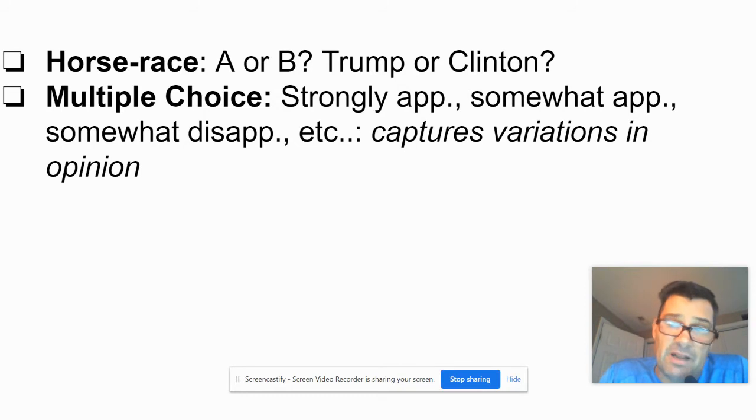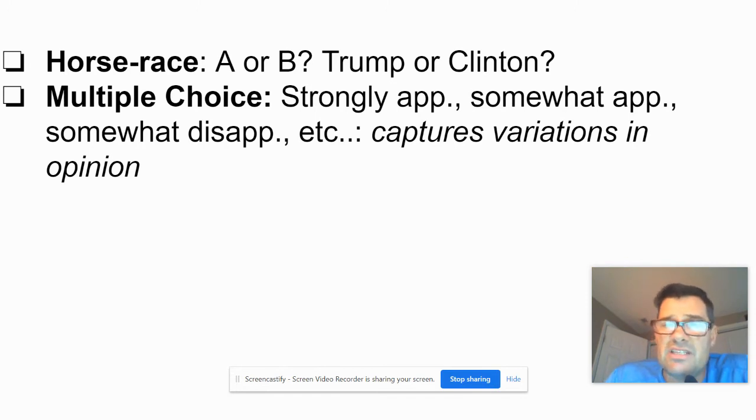A poll that's maybe a little bit more useful is what we call a multiple choice poll, where there's probably like four answers, and they usually look something like this. They strongly approve. APP for me is just approve. So when you're writing that, you can write out the word approve if you want. Strongly approve, somewhat approve, somewhat disapprove, or strongly disapprove, etc. Okay, I didn't put strongly disapprove on there, but you get the point.